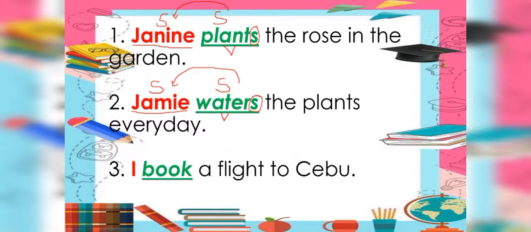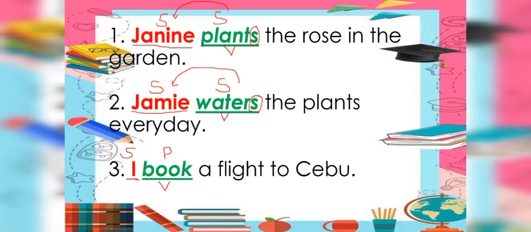Now, let us move to the third example. I book a flight to Cebu. As you notice in this example, the singular noun is I. I is also a singular noun. But the verb we use is in a plural form. It is plural form because it is without s, or it does not end with s.